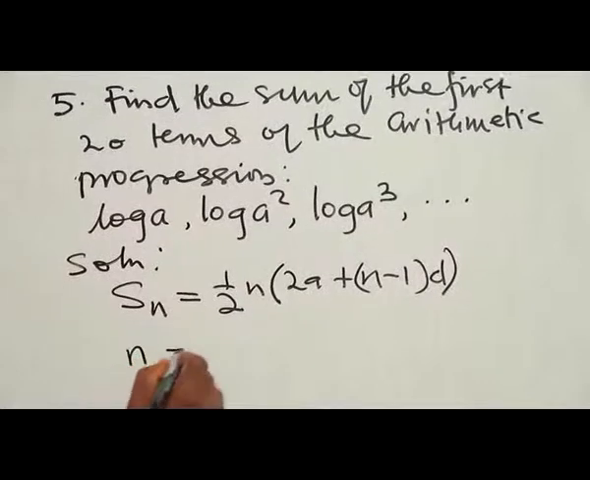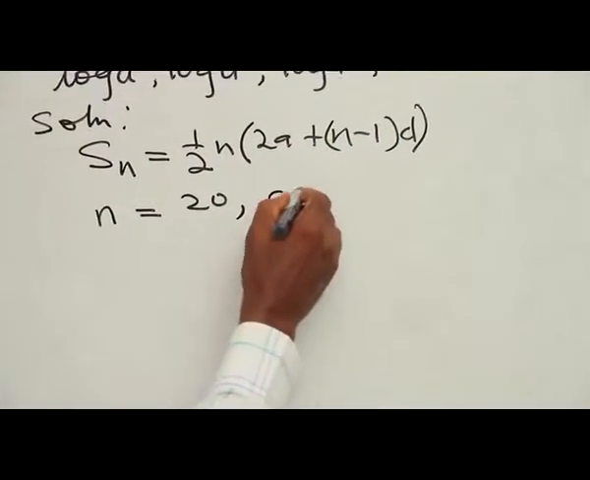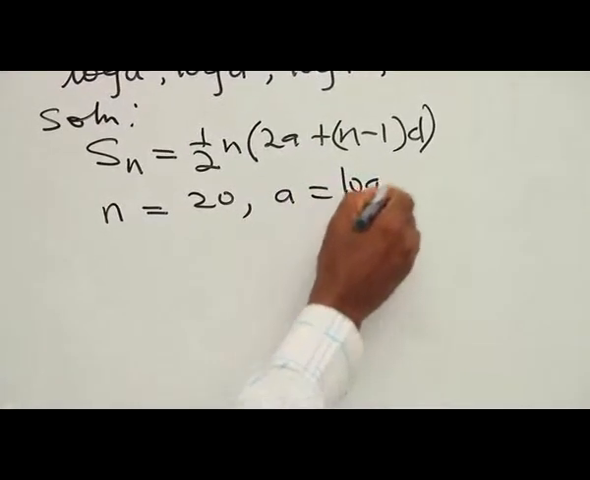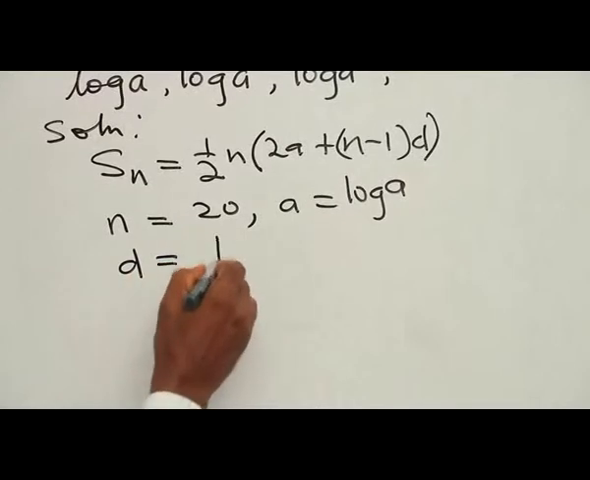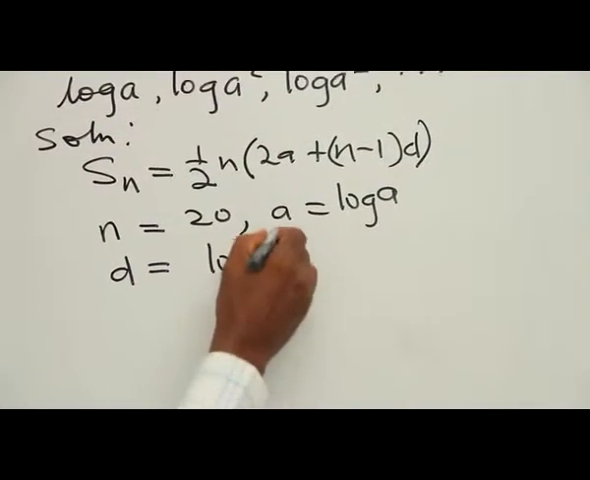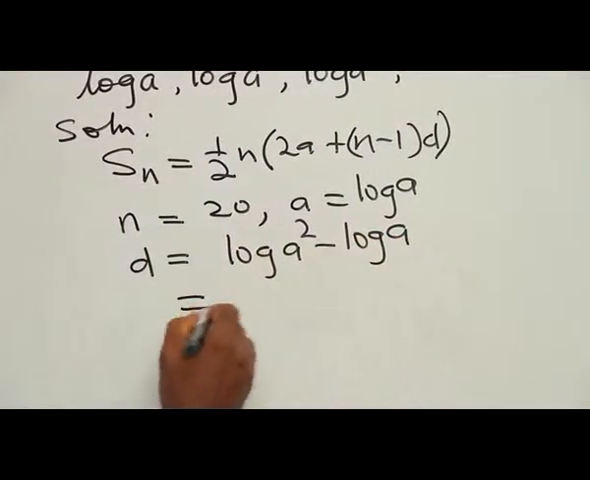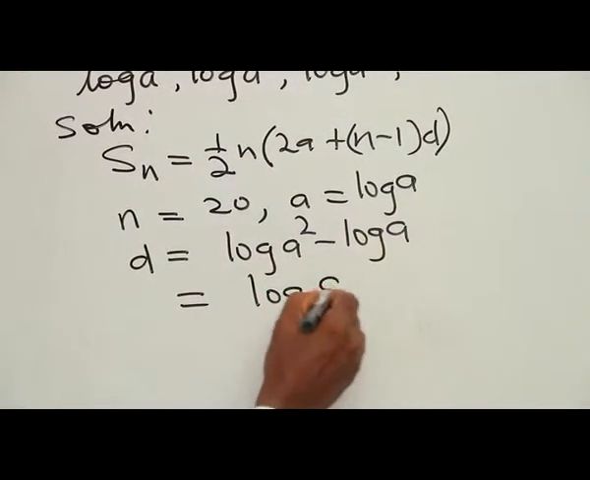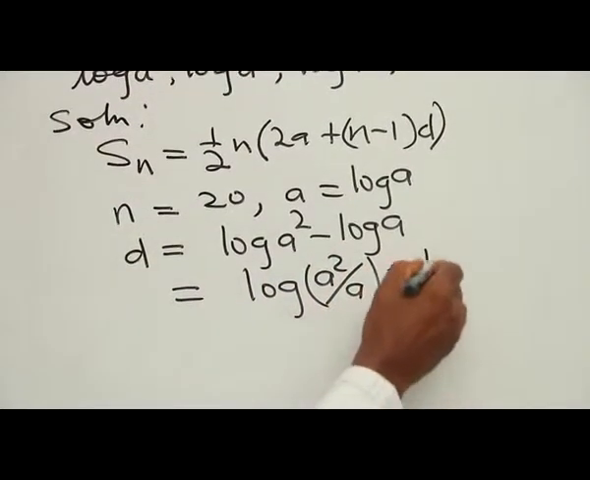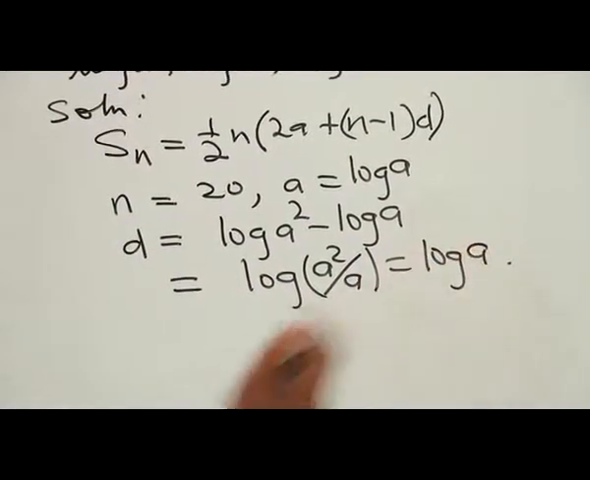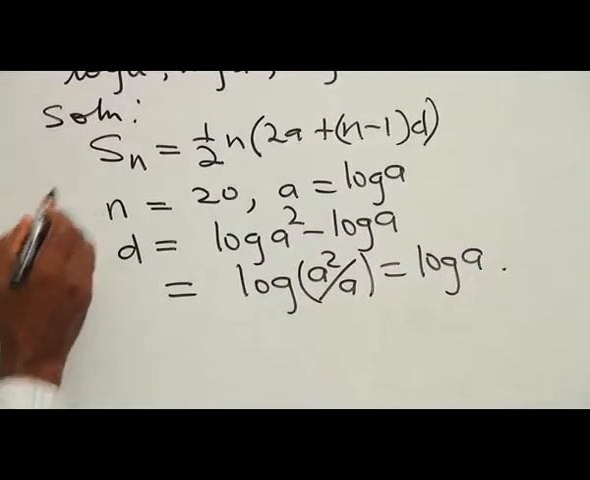Now, our n is equal to 20. Our a is equal to log a. Then our d, which is the common difference, is log a squared minus log a. Now, this will give you log a squared all over a, and then this is equal to log a. You can now substitute the values in the formula.